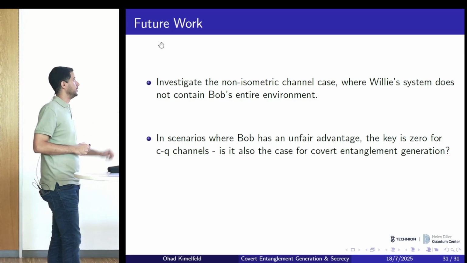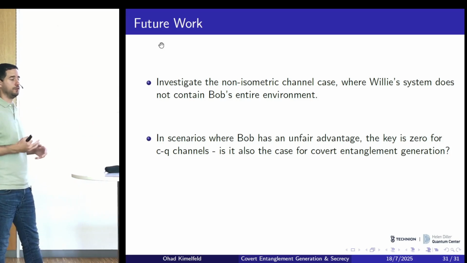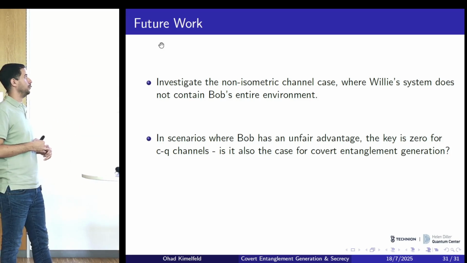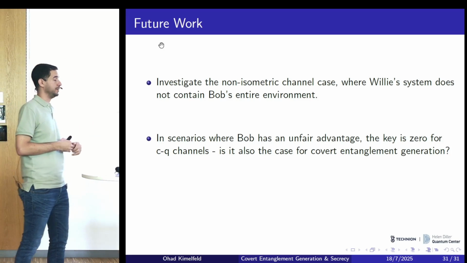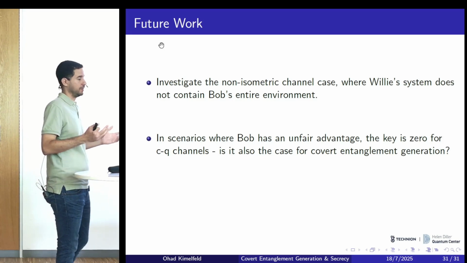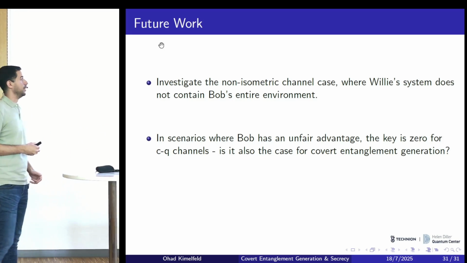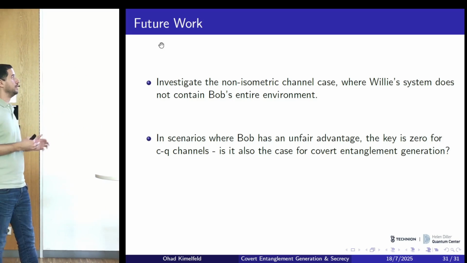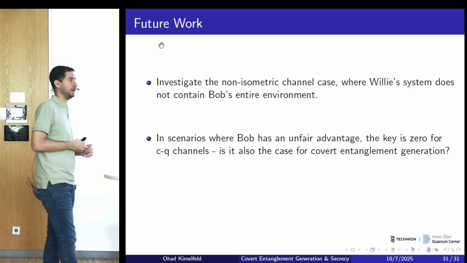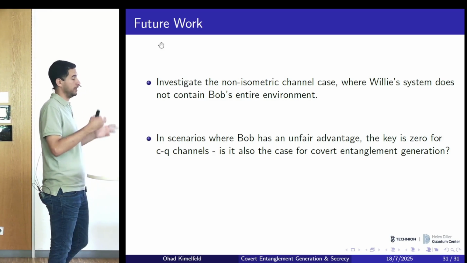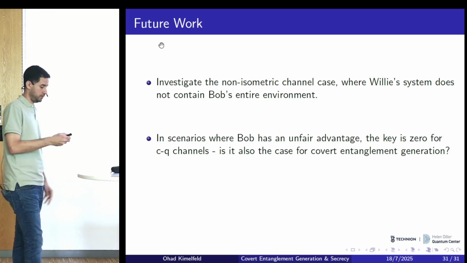Another thing is that in scenarios where Bob has an unfair advantage, we know from classical-quantum channels that the key that we need is basically 0. So what about the covert entanglement generation setting? Do we need a key or is the key 0?